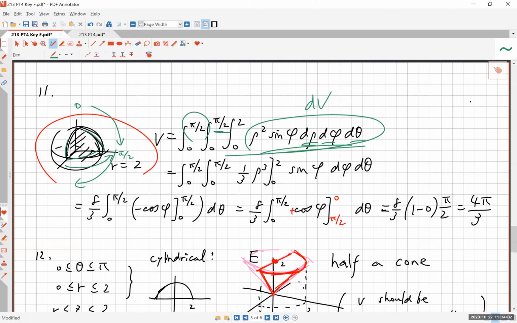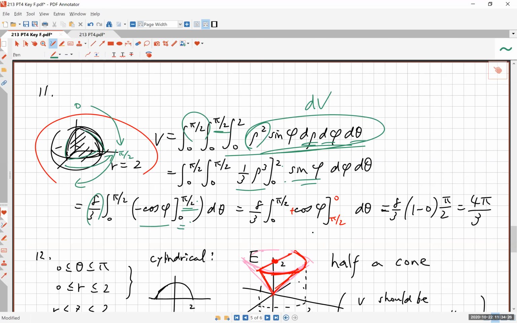The integration itself is not that difficult. Our rho squared always becomes 1/3 rho cubed. Plug in 2 and 0, you get 8/3, which you can bring to the front. And then the next step is to integrate sine of phi, which is negative cosine of phi, and you go from 0 to pi over 2. Remember, the cosine of pi over 2 is 0.